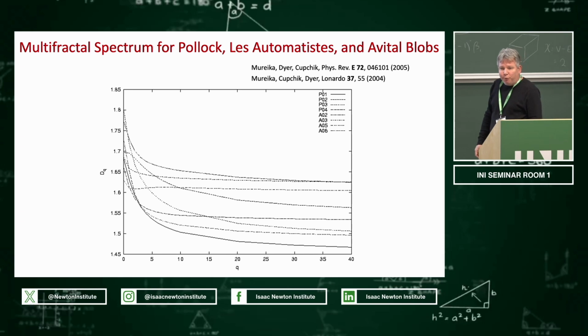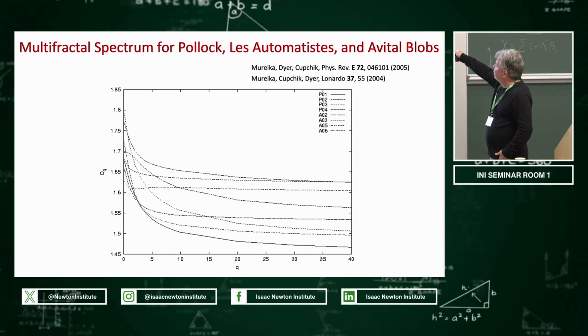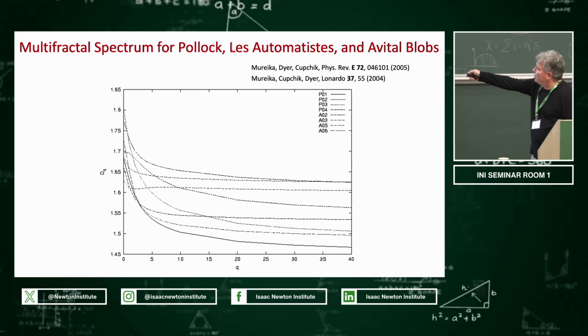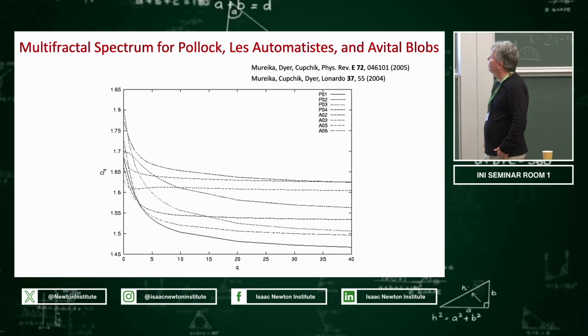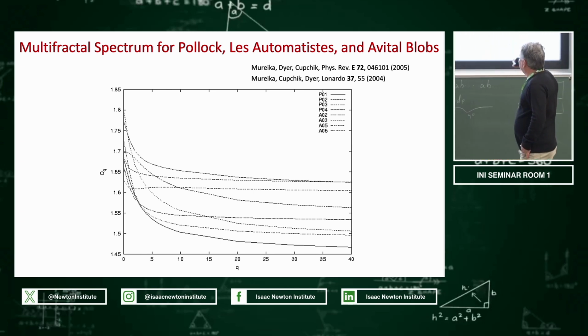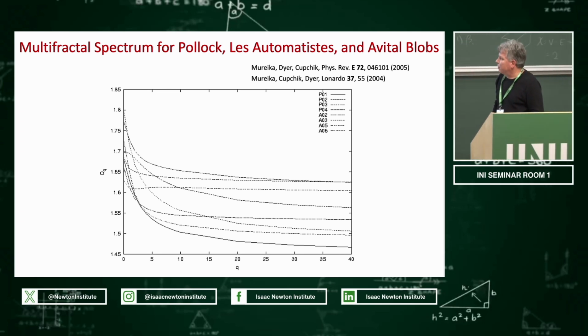And when you look at the multifractal spectrum of each of them, there's 4 Pollocks here, 4 Automatistes. I guess there's no Avital in here. Okay, so it's kind of a mess. But you see the fractal dimension, again, is kind of consistently between 1.6 and 1.8. And the D equals infinity fractal dimension tends to be lower, around 1.6 to 1.5.